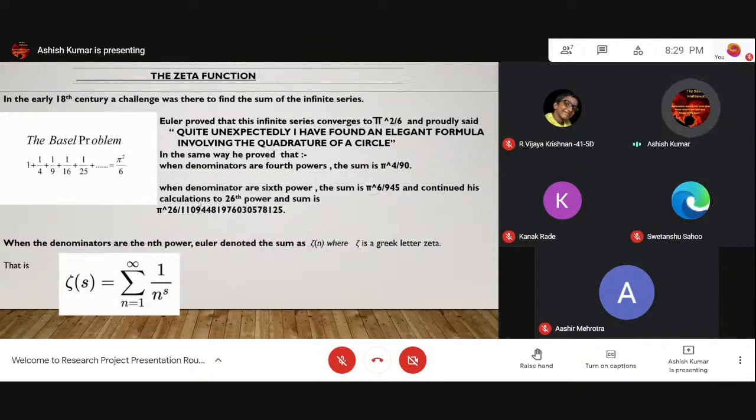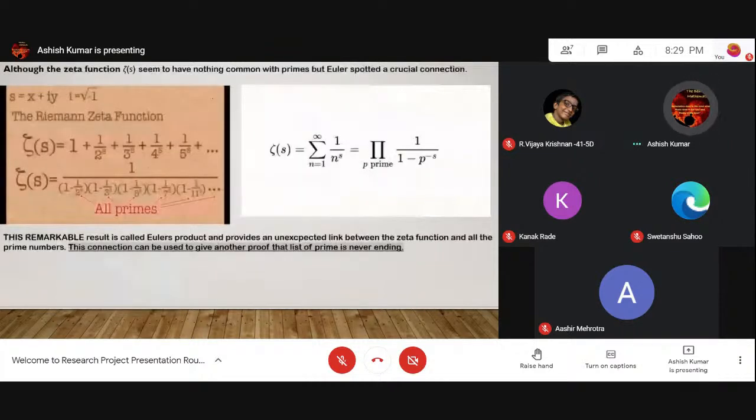Now, although the zeta function seems to have nothing in common with the primes, Euler spotted a crucial connection. According to Euler's definition, we can write the zeta function as a product over primes: 2, 3, 5, 7, 11, and so on. These are all primes. This remarkable result is called Euler's product, and it provides an unexpected link between the zeta function and all the prime numbers. This connection can be used to give another proof that the list of primes is never ending.